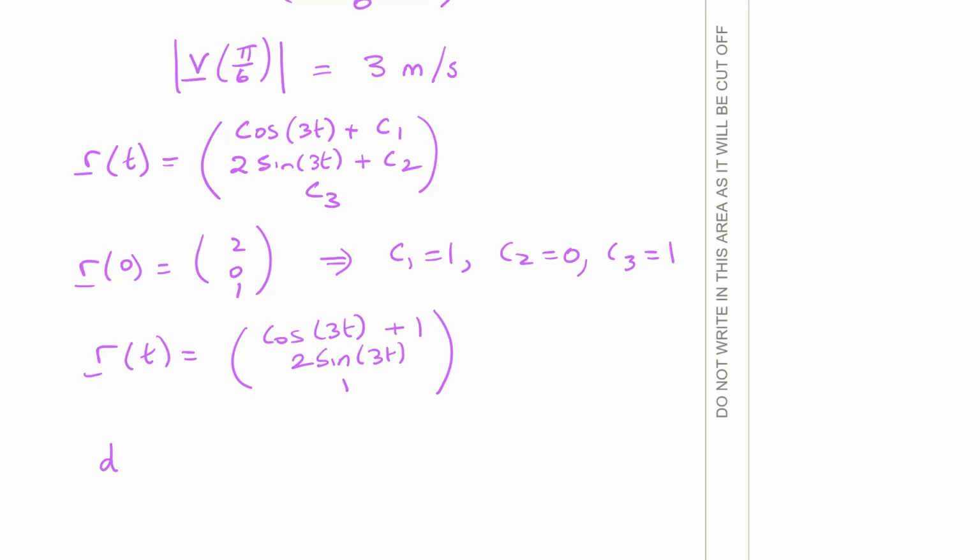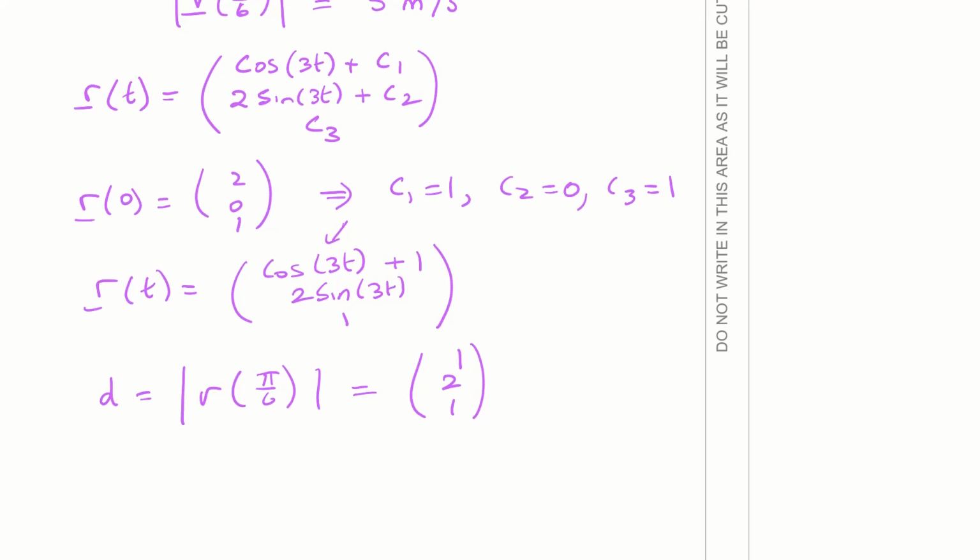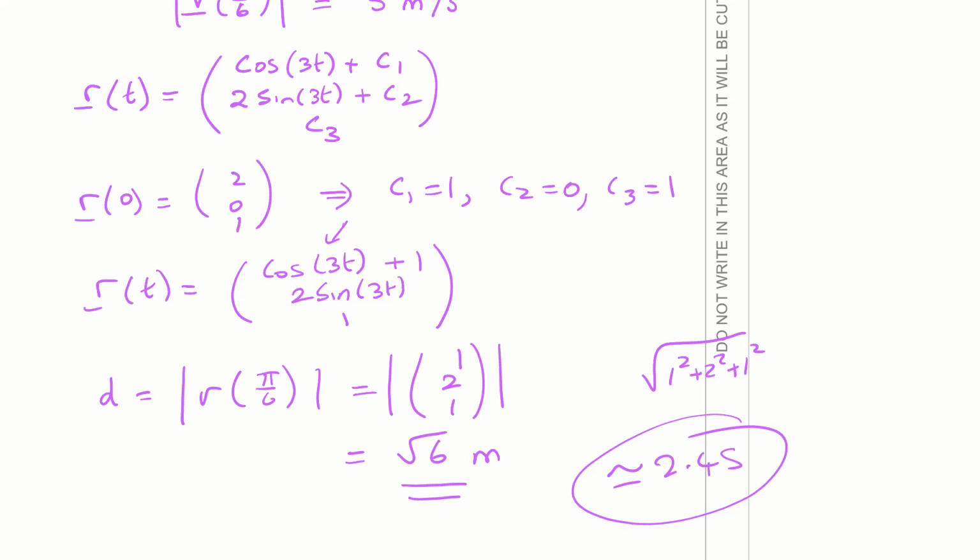And so the distance, not vector, is going to be the modulus of r(π/6). Again, cos(π/2) is 0, so that top component is just 1. Sin(π/2) is 1, so that one's going to be 2, and the bottom one is 1. So we're talking about the modulus of that, which is the square root of 1 squared plus 2 squared plus 1 squared, which is root 6 meters. If you gave a calculator answer, it should be about 2.45.